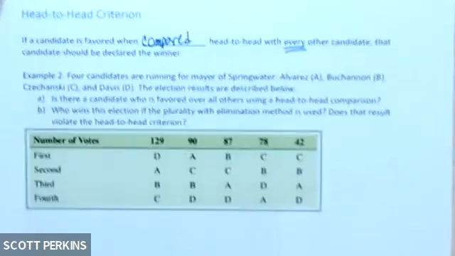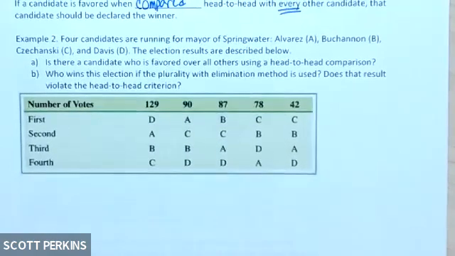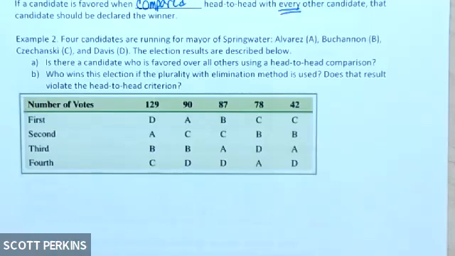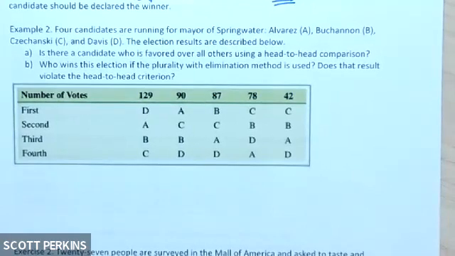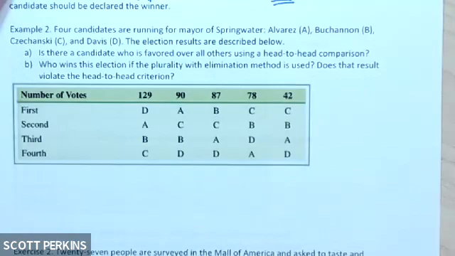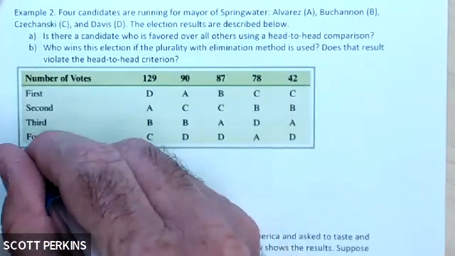So example 2. I've got 4 candidates running for mayor. I'm just going to say A, B, C, and D. The election results are below. So is there a candidate who is favored over all the others using the head-to-head comparison? So again, the head-to-head comparison only applies if it happens. Just like the previous one, that criterion only applies if somebody got the majority the first time around. The head-to-head only applies if somebody wins head-to-head first time around. If not, all bets are off. Okay, so let's see. How do we determine if somebody beats? So I'm just going to start alphabetically. So I'm going to start with A and B, and we're going to compare A and B and see how they do head to head. So A and B.